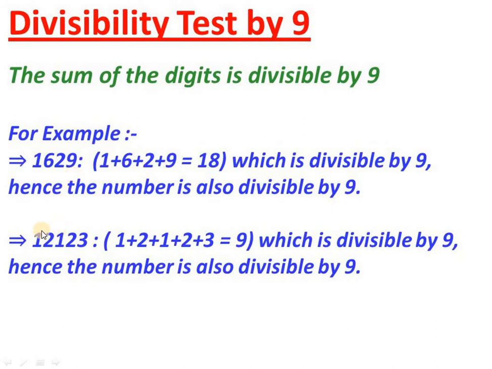Now moving ahead with the next number, 12,123. Let's add all these digits. 1 plus 2, 3. 3 plus 1 will give you 4. 4 plus 2, 6. 6 plus 3, 9. So 9. We can see 9 is clearly divisible by 9 itself, leaving the quotient 1.